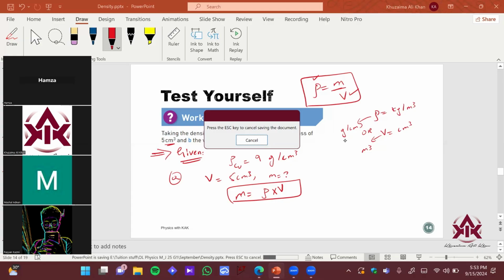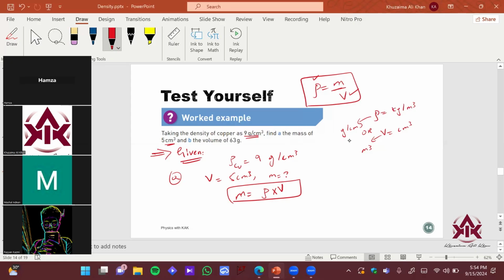Since all the units are the same here, you can just put in the values and get the answer in grams, right? So therefore, the mass is going to be 9 times 5, that is 45 grams, right? That is the answer for the first part. I hope it is the same for everyone, right? So let me insert a blank slide.